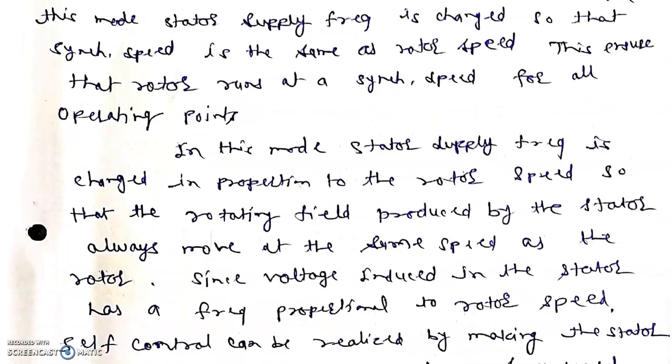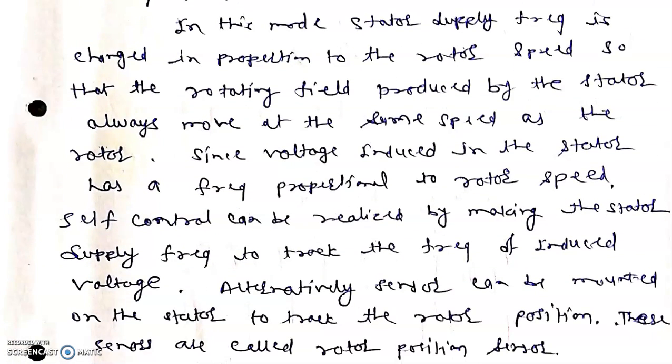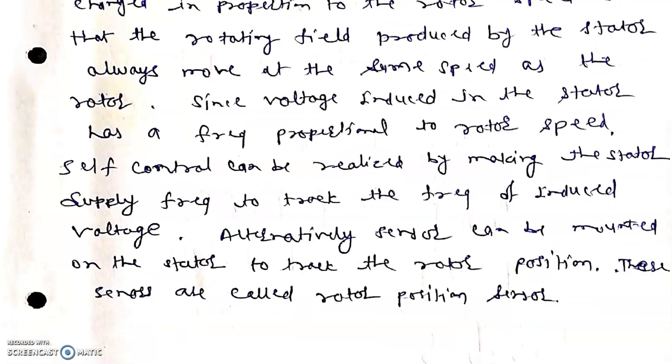In this mode, the stator supply frequency is changed in proportion to the rotor speed so that the rotating field produced by the stator always moves at the same speed as the rotor. Since the voltage induced in the stator has a frequency proportional to rotor speed, self-control can be realized by making the stator supply frequency track the frequency of the induced voltage. Alternatively, a sensor can be mounted on the stator to track the rotor position. These sensors are called rotor position sensors. So by using these sensors, we track the change in speed and we change the frequency of the stator using this method. Thank you.